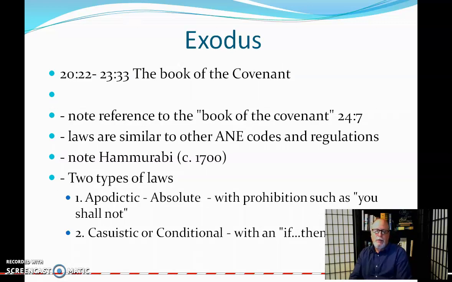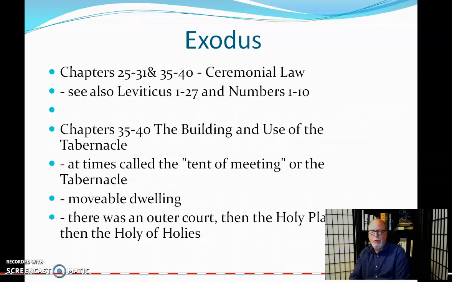Chapter 20 through 23, the book of the covenant. Note the reference in 24:7 to that particular name. Two types of laws, the absolute or apodictic, and the casuistic or conditional. Chapters 25 through 31 and 35 through 40, the ceremonial law. And then in 35 through 40, the building and use of the tabernacle.